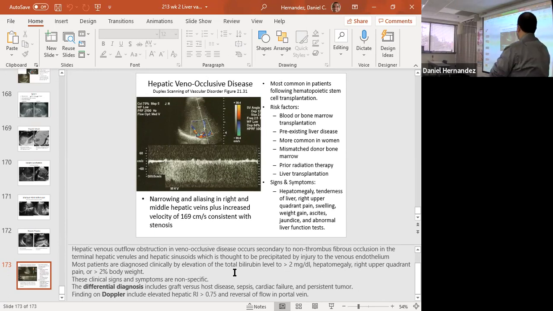So basically think of this as a liver that has trauma, where you're starting to develop fibrosis that causes narrowing and stenosis of your intrahepatic vessels. And when you have that narrowing and stenosis, you're going to wind up with elevated velocities and increased resistive indices within these vessels. So it's kind of like a stenosis or occlusive disease that's caused by some of these factors, primarily patients who had liver transplant or some sort of bone marrow transplant or pre-existing liver disease.